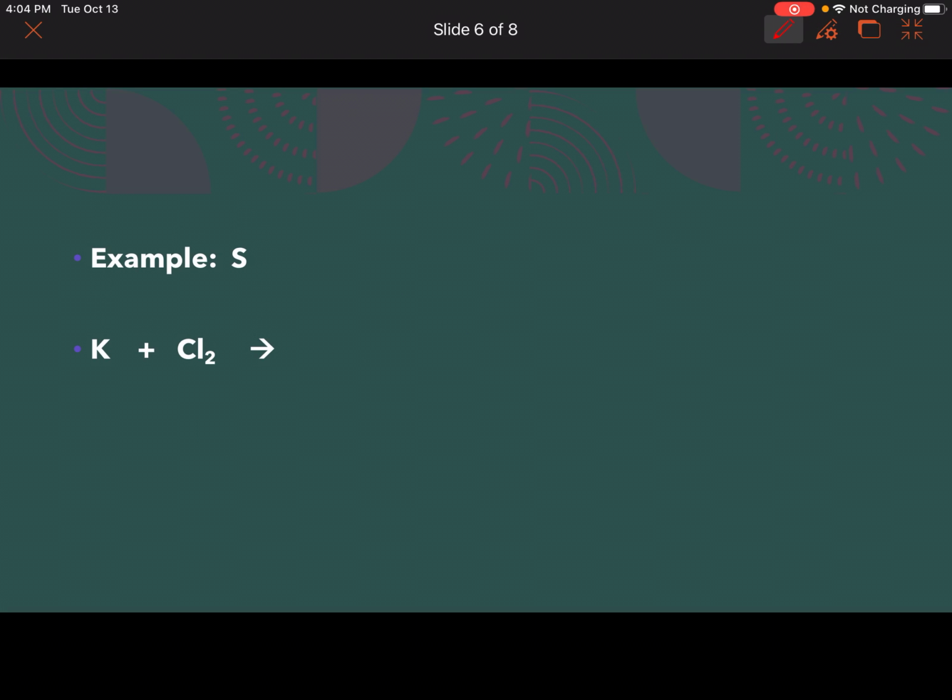Good. Okay, synthesis for this one. So I've got potassium and chlorine. So these are coming together, so combining. So a lot of people here will write this. Do not write that, okay? You have to look at bonding ratio and apply it, okay? I'm just gonna redo this.